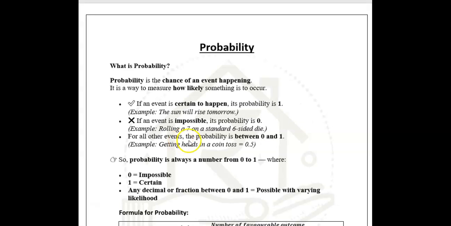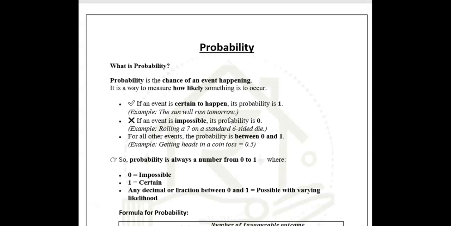For all other events, the probability is between 0 and 1. If an event is impossible, the probability is 0. If an event must happen, then the probability is 1. And for all other events, the probability is between 0 and 1.